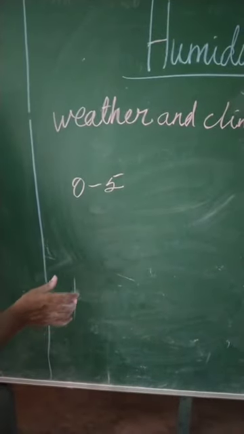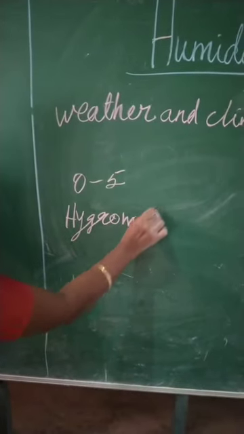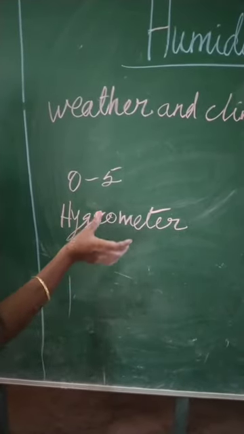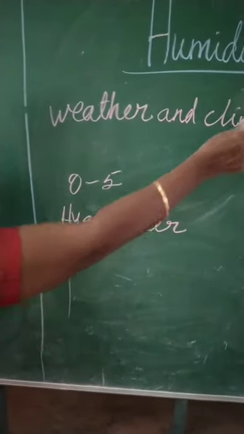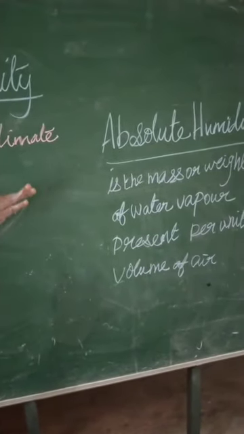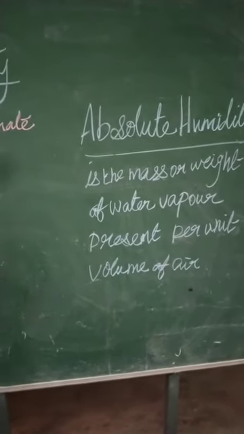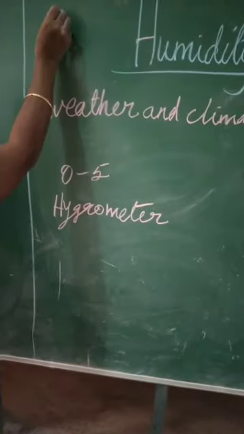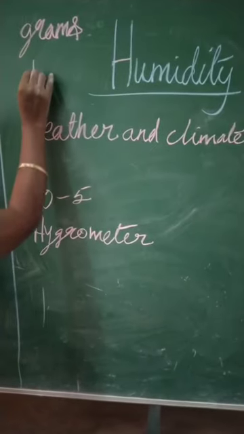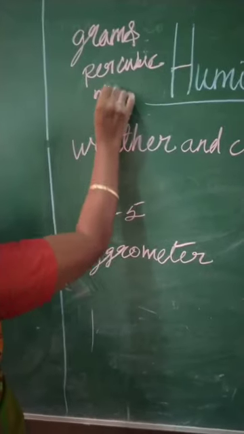Students, already you know that a hygrometer is used to measure humidity. Okay children, already you know that absolute humidity is the mass or weight of water vapor present per unit volume of air. It is expressed usually in grams per cubic meter.